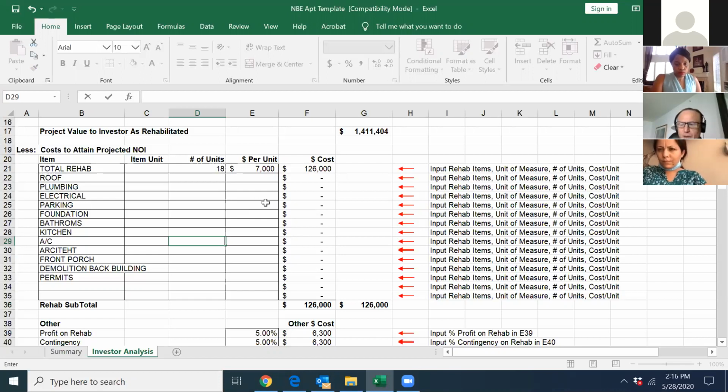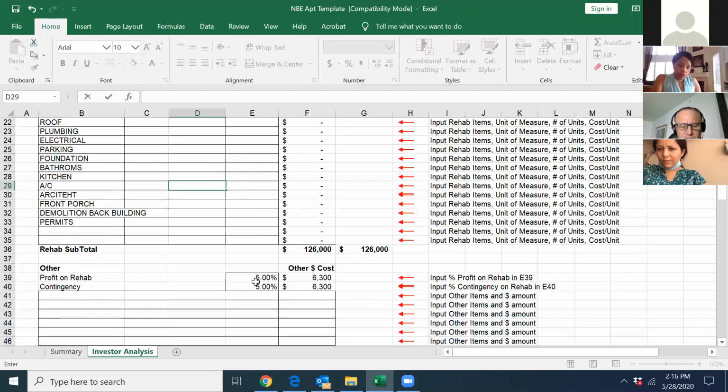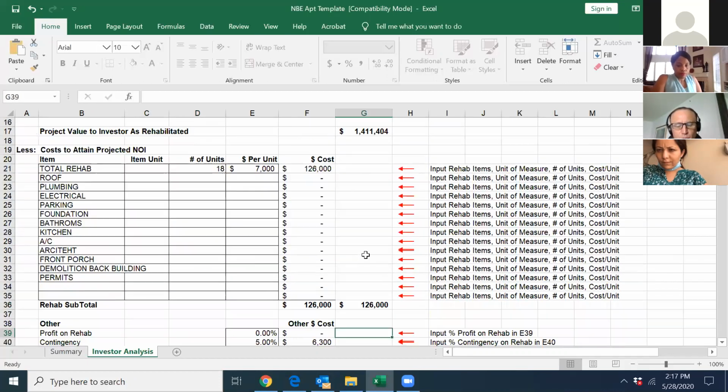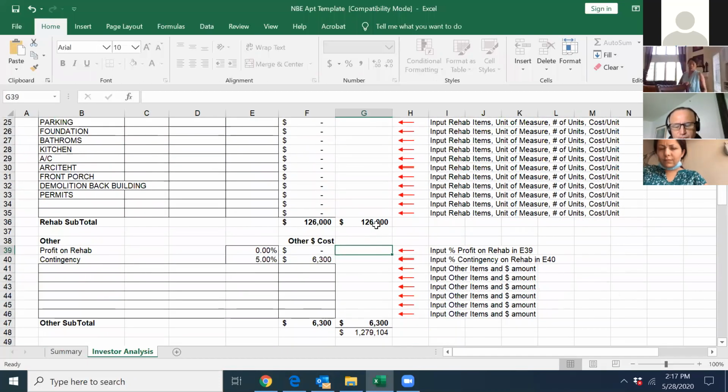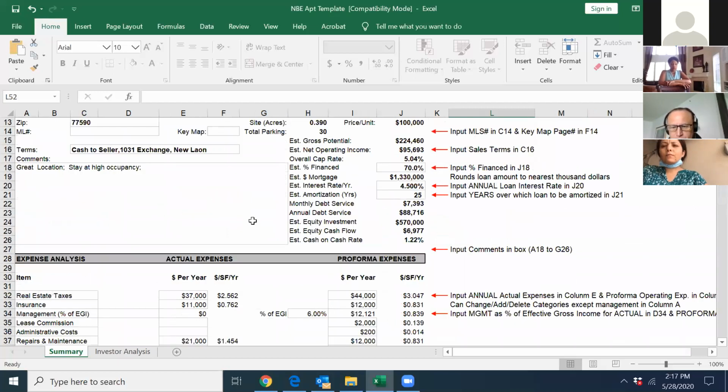So now we go back. This is the profit and rehab line. You don't have to have any profit on the rehab because you're doing it for yourself. Contingency 5%. So basically we're going to spend $126,000 on the rehab. I'm going back to the other page right now. You with me?